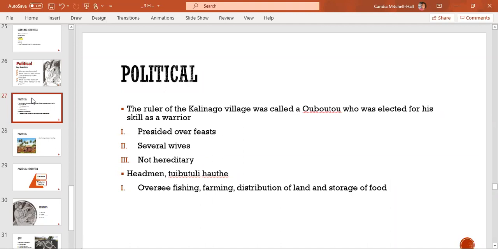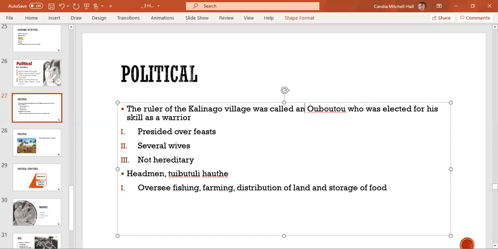Clearly, the Kalinago society seems to have a bias against females. Females were not part of the Obuto. A female could never be an Obuto. And so what were some of the roles they did? They presided over the feast. They also had several wives.